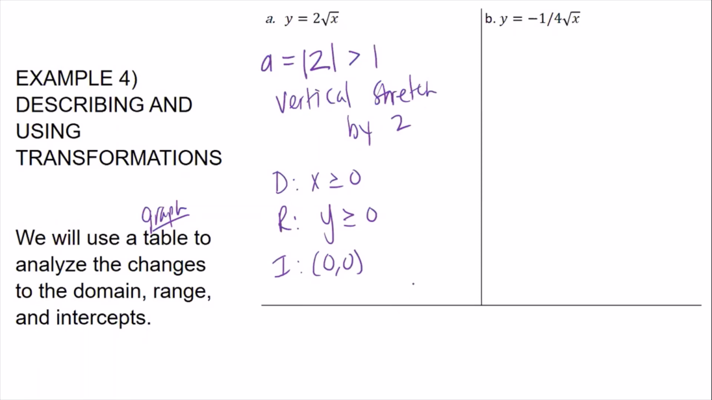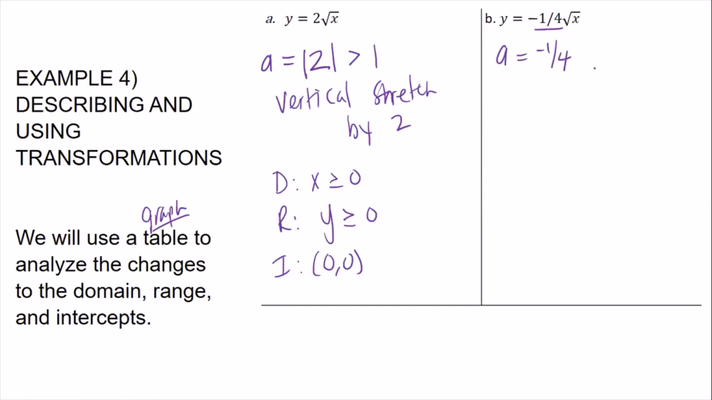Now, this is if you're using your transformations. If you're still hesitant, not comfortable, I'm going to do example B using the calculator. Is that cool? All right. So just for facts, we see here that it's something being multiplied by the square root. So that lets us know that this is our A, right? Our A equals negative 1/4.